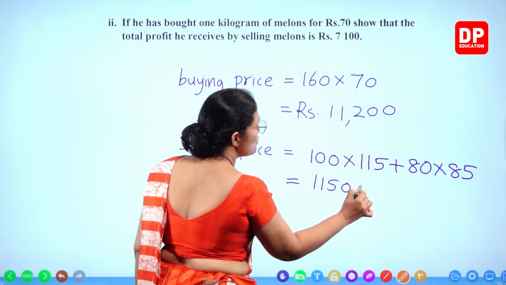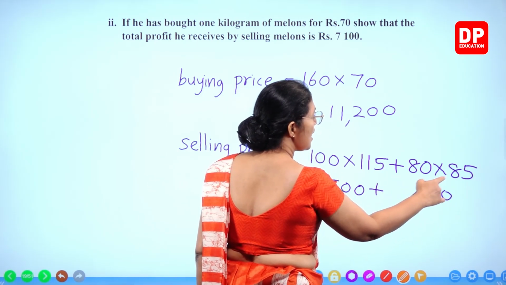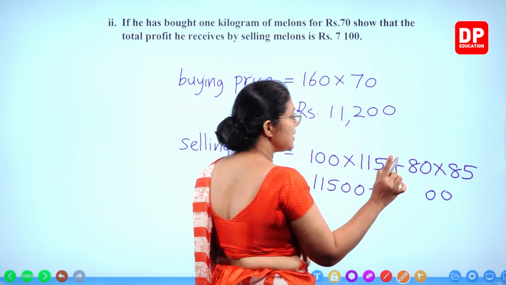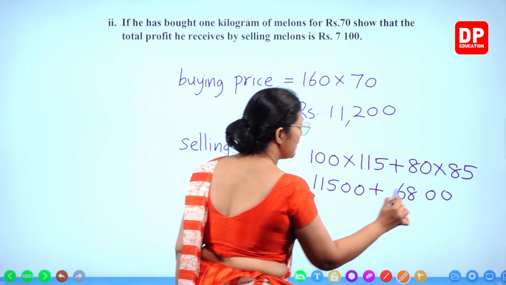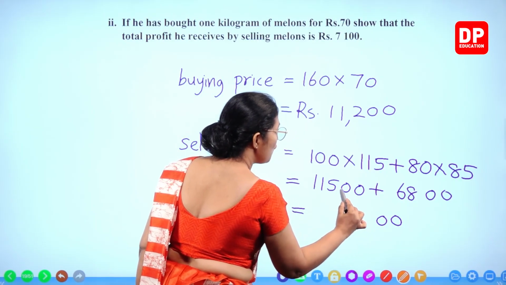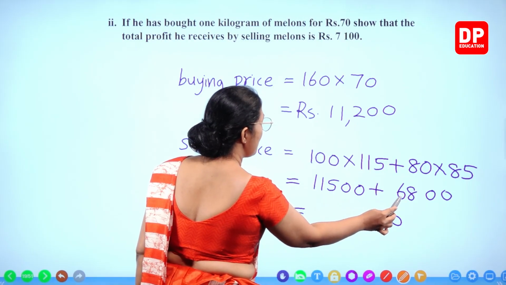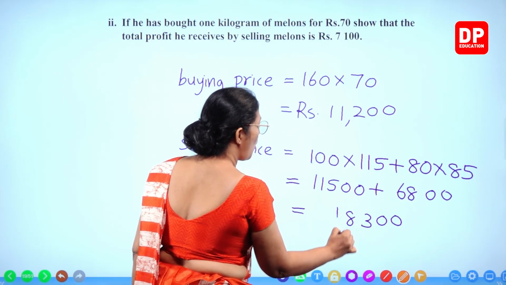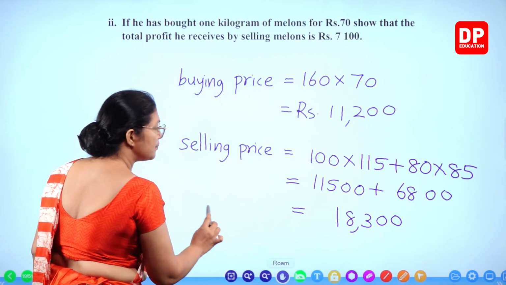115 times 100. Plus, put a 0 and multiply by 8. 8 times 5, 40, 4 remaining. 8 times 8, 64, plus 4, 68. So when you add it, 2 zeros. 8 plus 5, 13, 1 remaining. 7 plus 1, 8. 1. 18,300. So what is the profit?